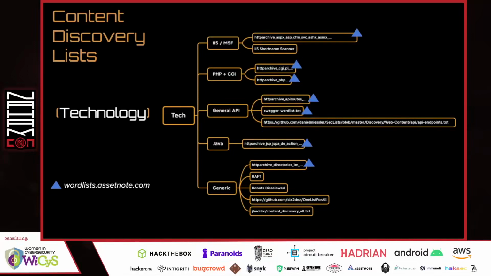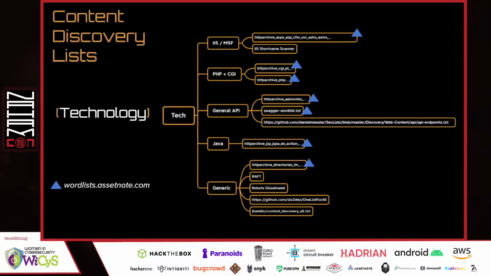In the bottom left-hand corner, I have a key that says anything that has that blue triangle next to it is from Assetnote's wordlist project. Assetnote did a whole bunch of work with BigQuery and went out and spidered the internet to build content discovery lists for certain technologies or just generic ones that we could use. It's an excellent project. I suggest you check it out, wordlists.assetnote.com. And here's how I break those down.